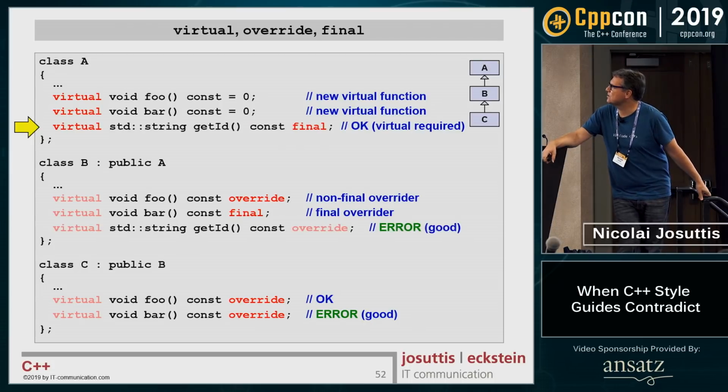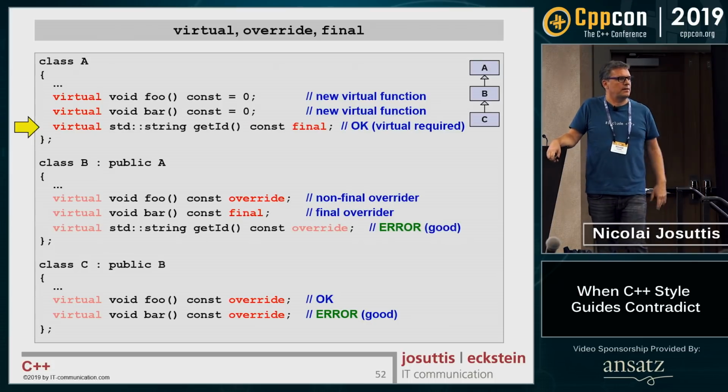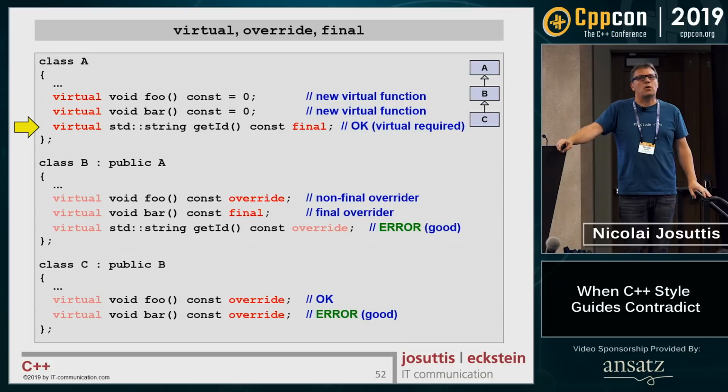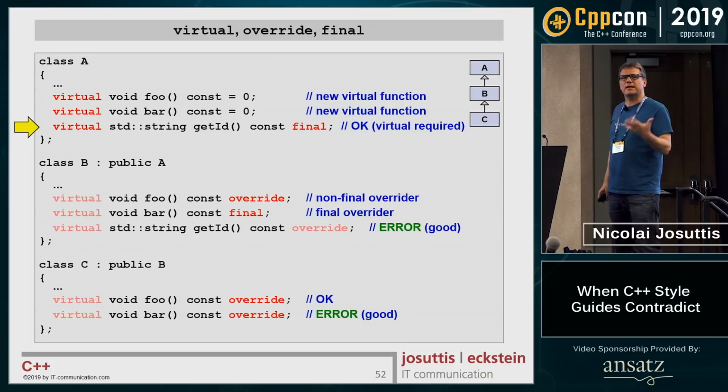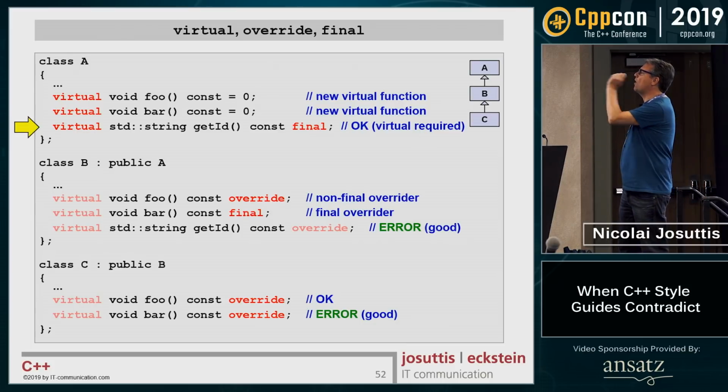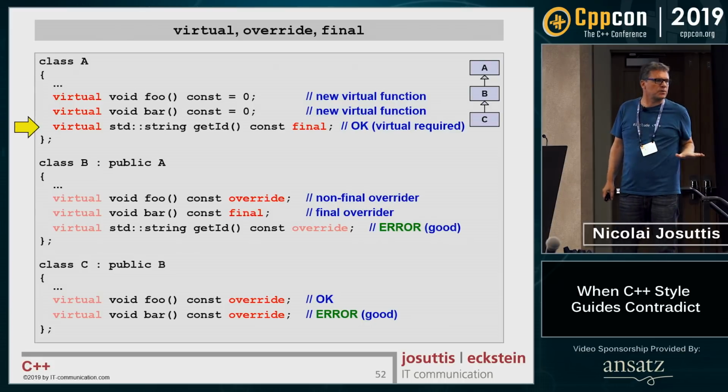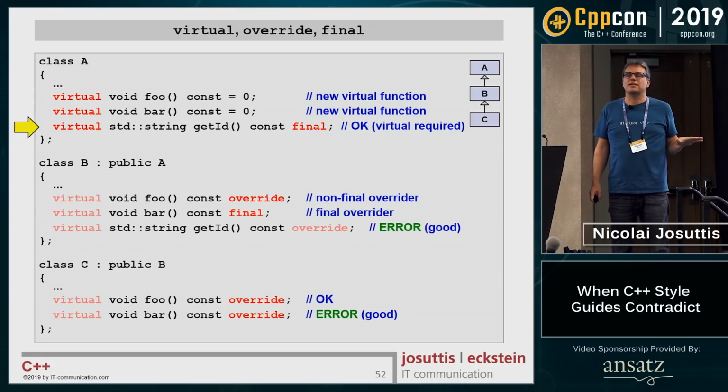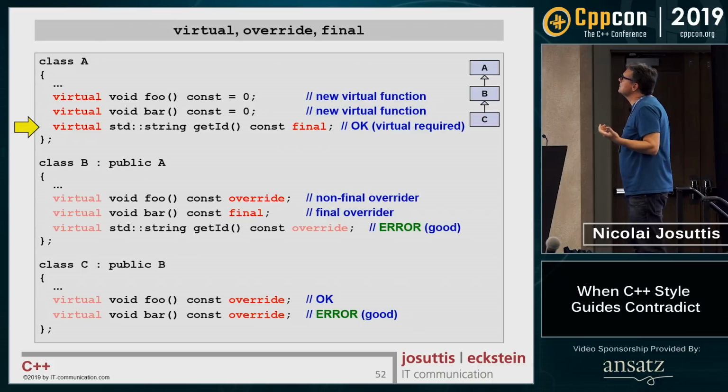So I have to add virtual here also. And then this solves this problem. So the rule saying you should use exactly only one of virtual, override, or final is broken by this requirement. So we at least have one exception here.